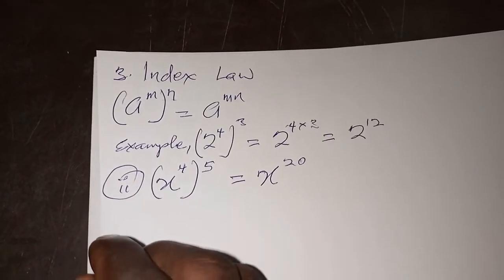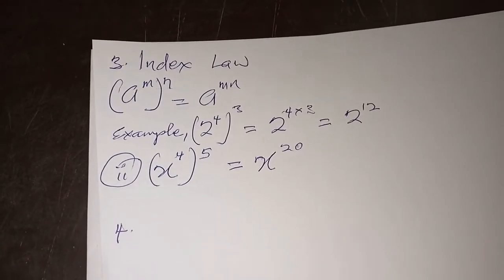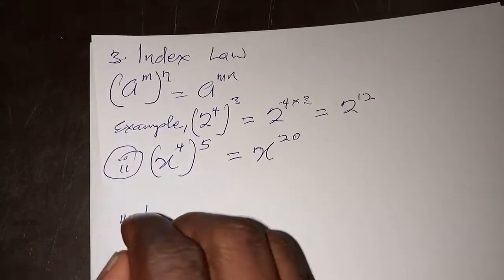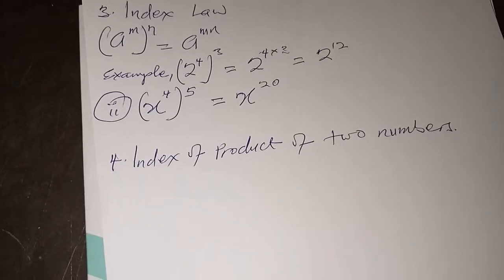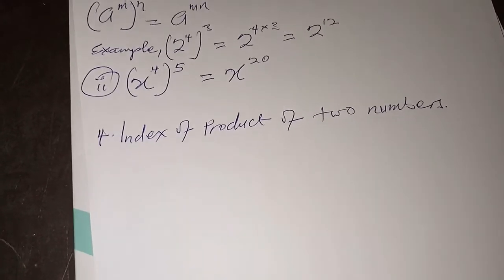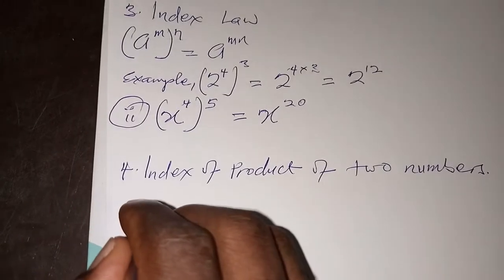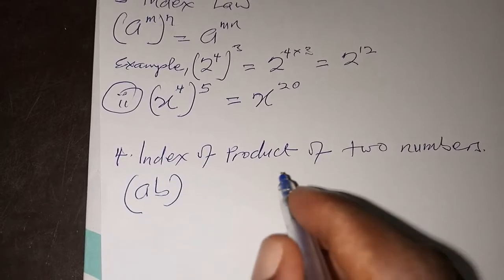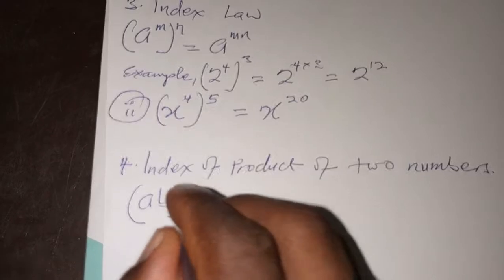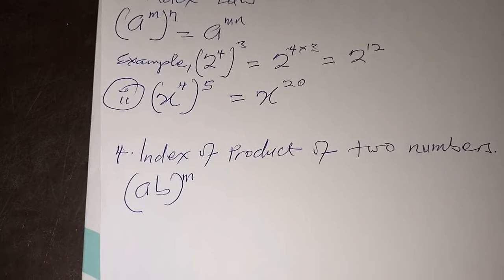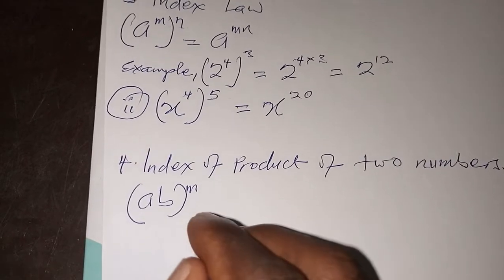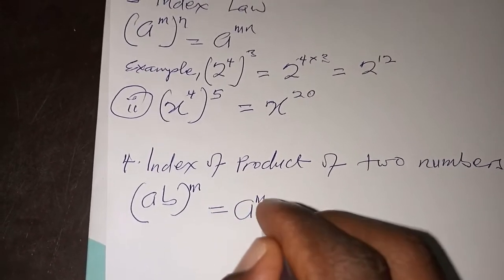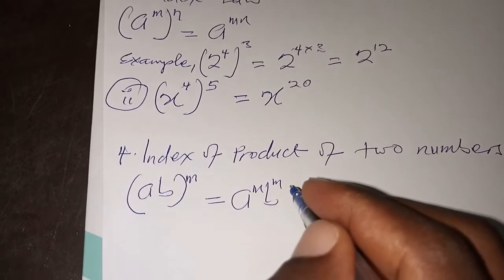We go to law 4. Law 4, I will call it index of product of two numbers. That one is so simple. It says that (ab), which means a times b, that's why we say product of two numbers, both together carrying an exponent, should be the same as a carrying the exponent and then b also carrying the exponent.